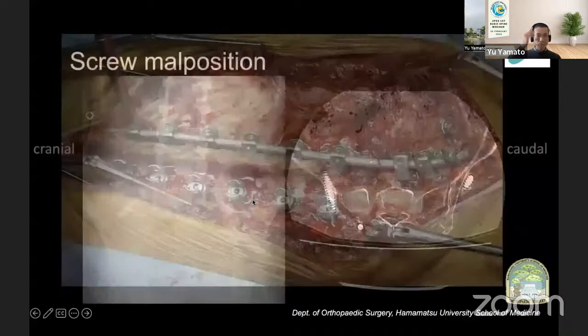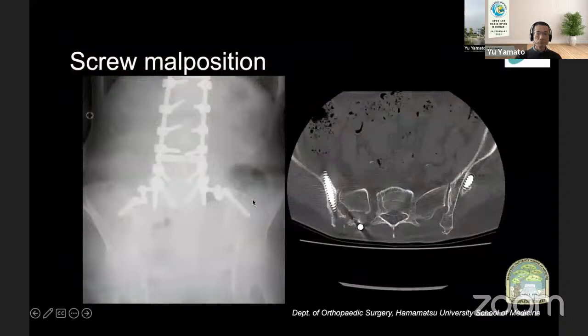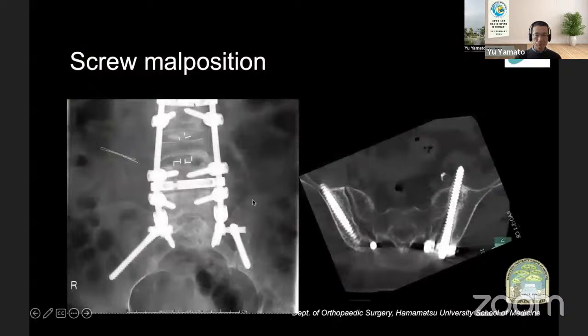Malposition of the iliac screw can sometimes lead to serious complications. In this case, medial and lateral perforation occurred. In this case, the left iliac screw protruded anteriorly from the sacroiliac joint. This is very dangerous because it is very close to the internal iliac artery and vein.